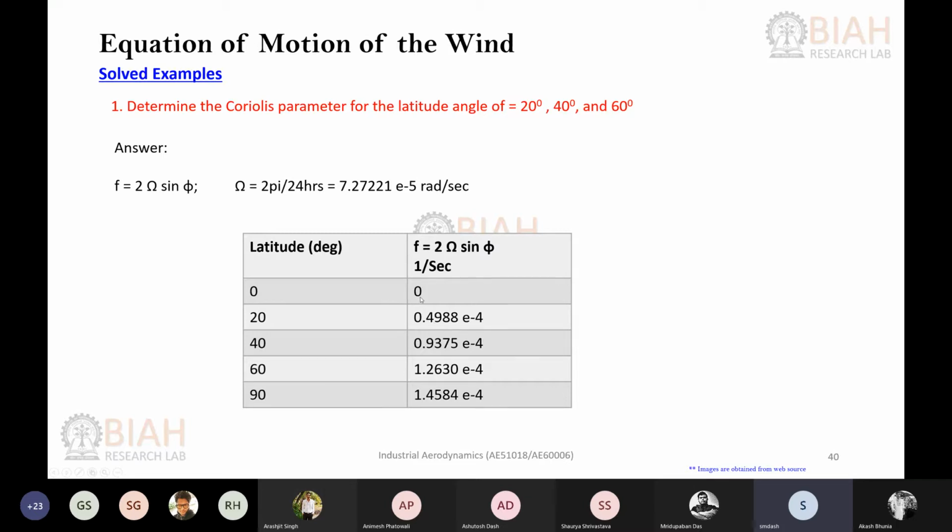At 0 latitude, which is the equator, it is 0, and for 20, 40, and 60 degrees these are the values. 0.49 into 10 to the minus 4, and gradually it increases, as you can see, and reaches its maximum at the pole. It's pretty straightforward, but you need to know omega and substitute the value in radians.